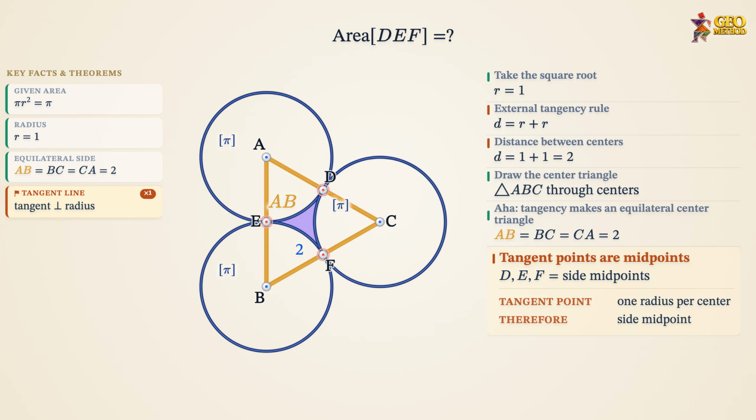Each tangent point lies 1 radius from both neighboring centers, and each side is 2 long, so D, E, and F are exactly the midpoints of the sides. This tells us where the sector radii will land.